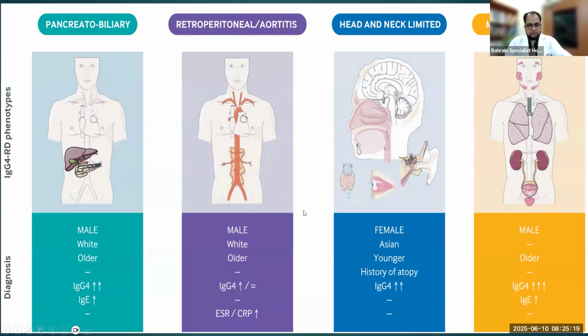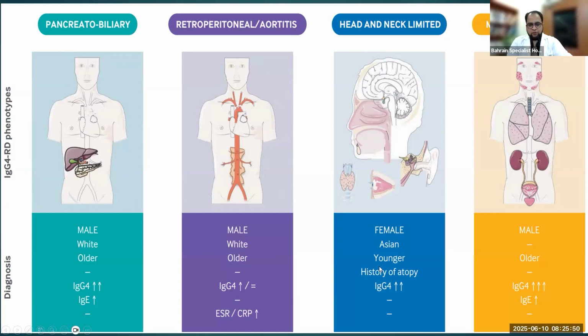This is the largest clinical study, done in Japan, and they have shown that there is some phenotypic variation in the presentation of IgG4 cases depending upon the organs involved. And they have proposed 4 different phenotypes: the pancreaticobiliary type, the retroperitoneal or aortitis type, the head and neck limited type, and the Mikulicz or systemic type.